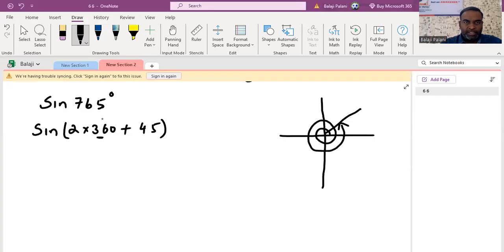So ஒரு தடவை 360 cross பண்ணாலும் we consider it as 0. If it is present for the second time also, we make it as 0. So it is just sin 45, as you can see from the diagram also. So the angle lands in the first quadrant at 45 degrees. So sin 765 is nothing but sin 45, which is 1 by root 2.